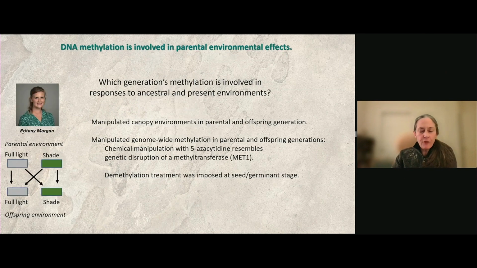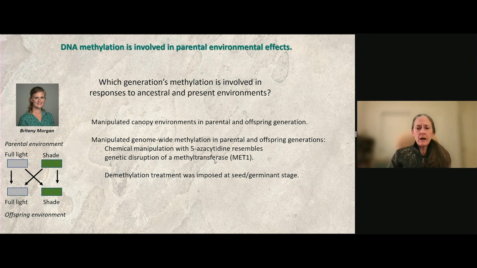So my former graduate student, Brittany Morgan, was interested in testing whether or not DNA methylation is involved in parental environmental effects. And she was interested in the parental effect caused by vegetation shade. So Brittany manipulated the canopy environments of both the parent and offspring generation. She grew the parents in either full light or shade, took those seeds and then exposed those seeds to either full light or shade. And then she measured seed germination as one of her phenotypes.